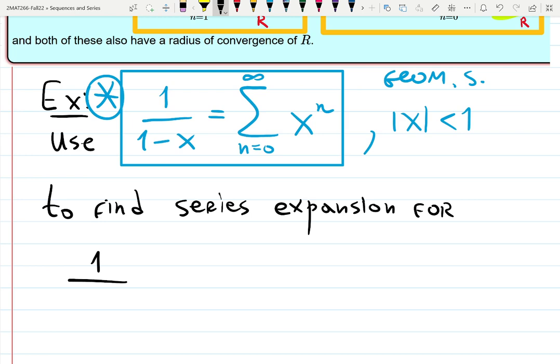1 over 1. I don't like this example. Let's do first plus x. This one. So if we have 1 over 1 minus x, how to figure out the series from 1 over 1 plus x?